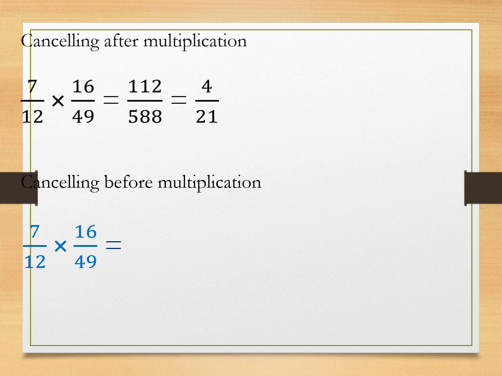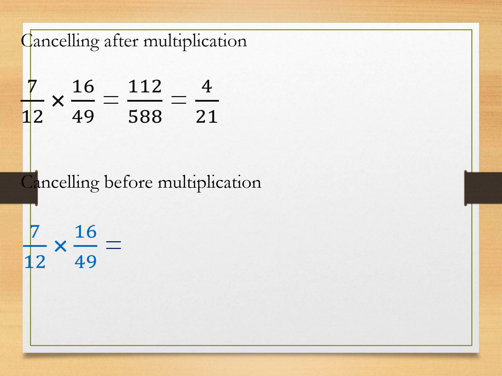Now let's do canceling after multiplication. You will start to multiply 7 times 16, 112. Then you are going to multiply 12 by 49 to give you 588. So you are going to waste too much time in calculating larger numbers. And then you have to divide to find what is suitable to divide, to write it in the simplest form. Instead of doing all of this, we can cancel or simplify before multiplication.